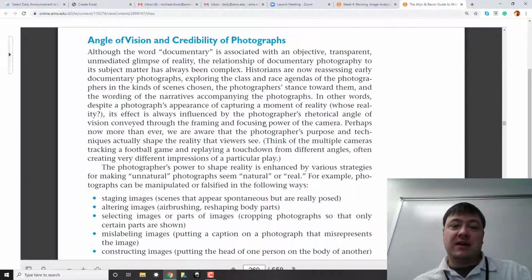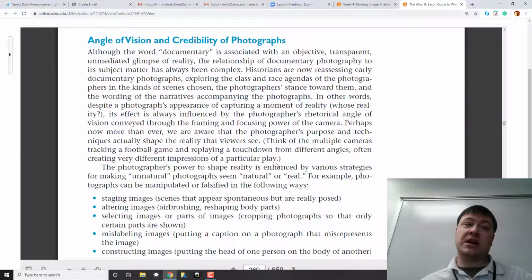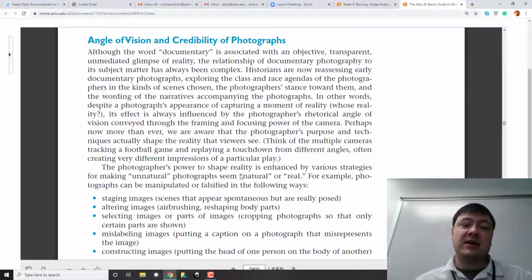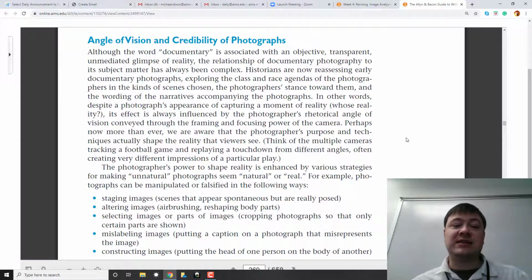They're kind of saying you can create any truth depending on focus, angle, that kind of stuff. They use the example, think of multiple cameras tracking a football game and replaying a touchdown from different angles, often creating a very different impression of the play. And that's right. Sometimes you're watching a sporting event, and it's showing four different camera angles where you're like, nah, that player's out of bounds. But then it shows the one camera shot where you're like, oh, wait a minute. Even though there's four that say he's out of bounds, that one shows he's probably in bounds, right? So that's an interesting take on that, right?